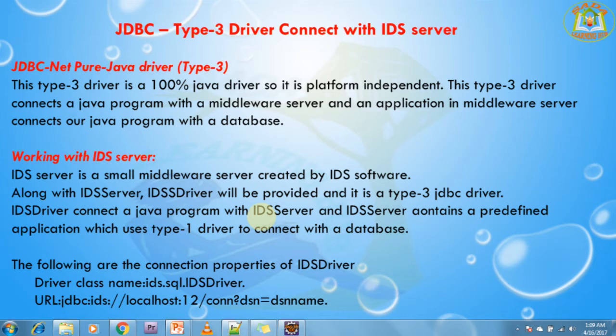Today's session we are going to learn how to connect with IDS server by using Type-3 driver, JDBC Type-3 driver. Now here, in the Type-3 driver, a three-tier approach is used to access the database. The JDBC clients use standard network sockets to communicate with the middleware application servers. The socket information is then translated by the middleware application servers into the call format required by the database management systems and forwarded to the database servers.